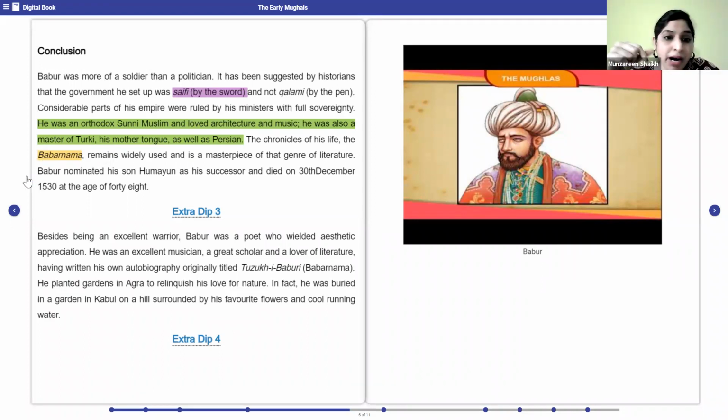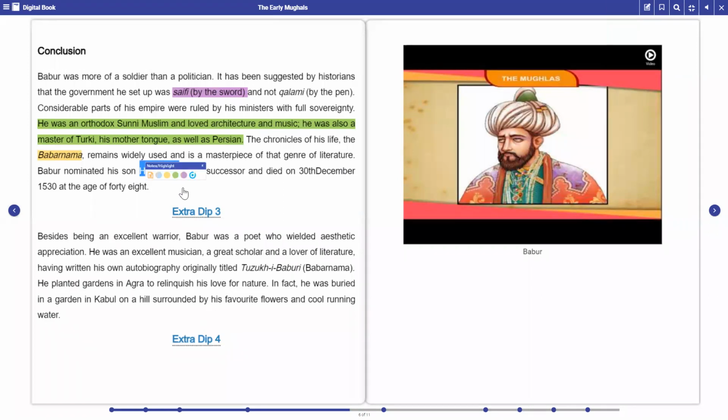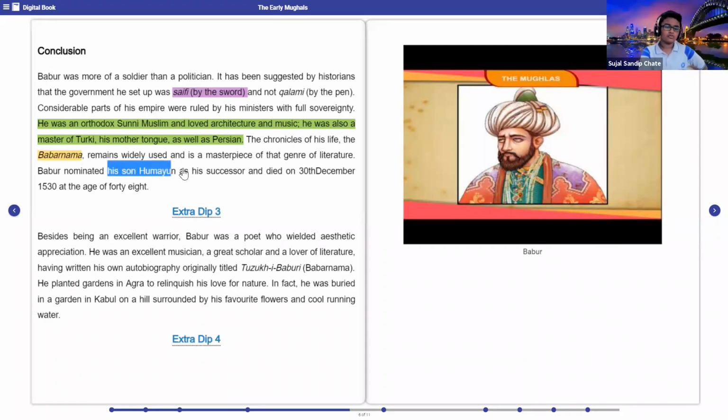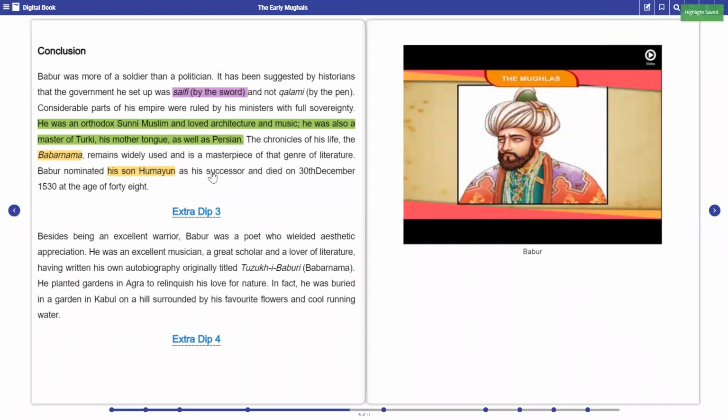Okay, Babur nominated his son Humayun as his successor, and he died on 30th December 1530 at the age of 48. Please underline that. After Babur, who was the next successor who would take up the throne? His son Humayun. And when did Babur die? 30th December 1530. What age? 48.